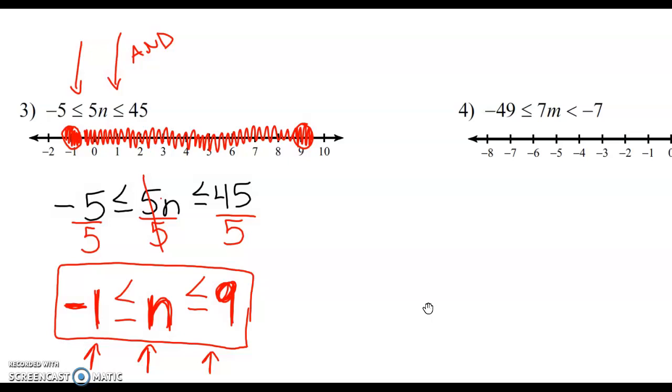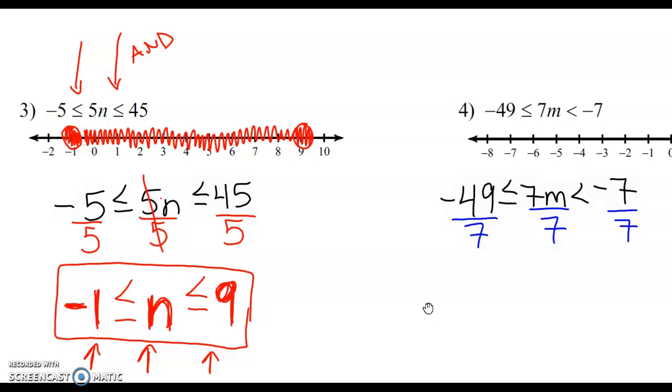So just like on this next one, let me write it in black. Original problem, negative 49 less than or equal to 7m less than negative 7. M is not alone, it's being multiplied by 7. So we would divide the middle, the left, and the right by 7. The 7 over 7 cancels. So negative 49 over 7 is negative 7, less than or equal to m, less than negative 7 over 7 is negative 1.